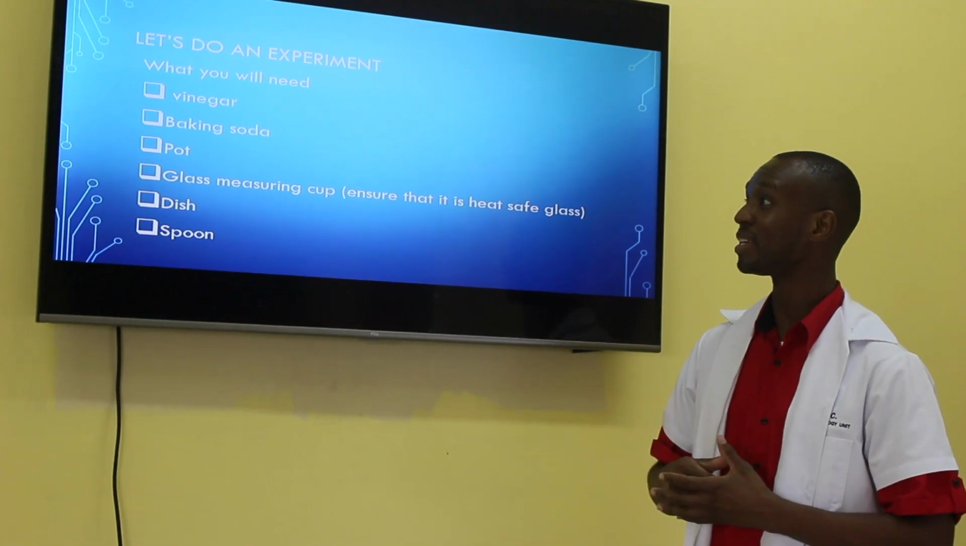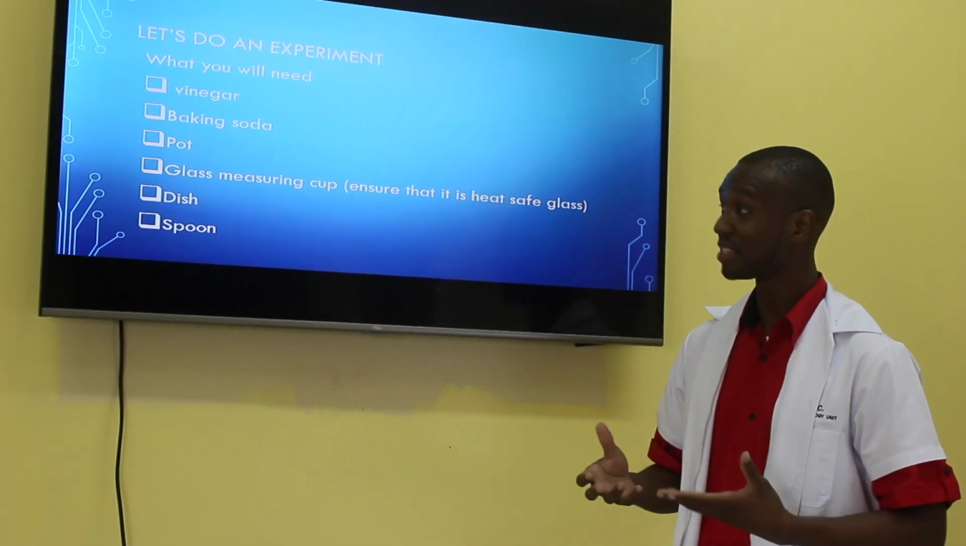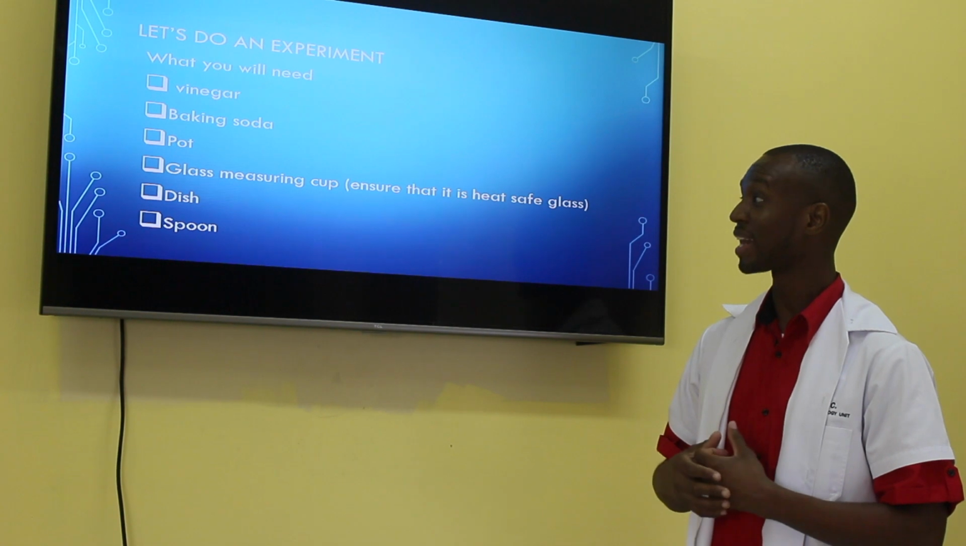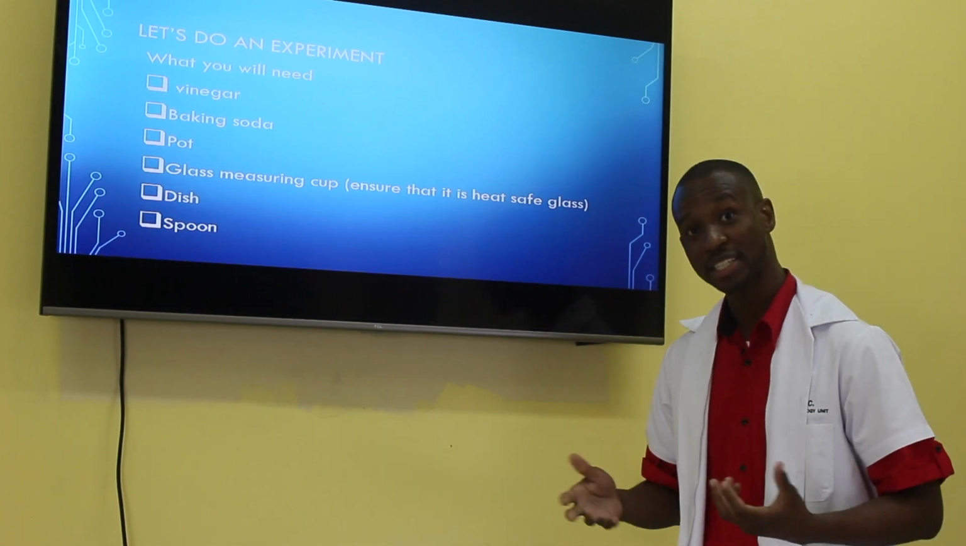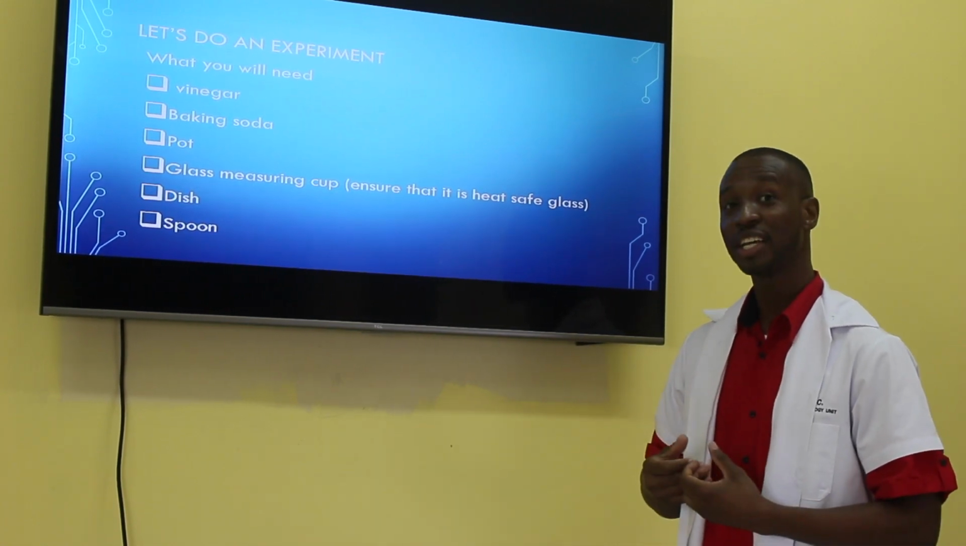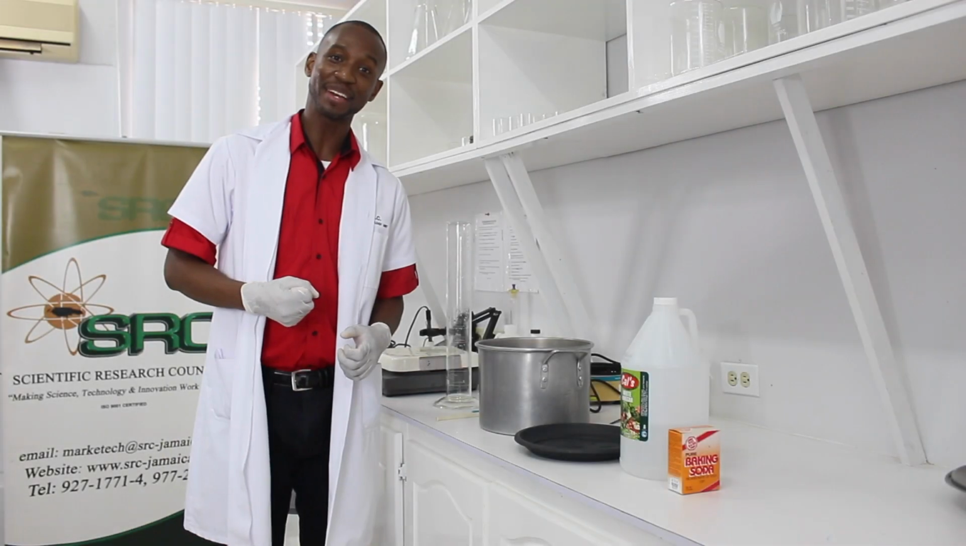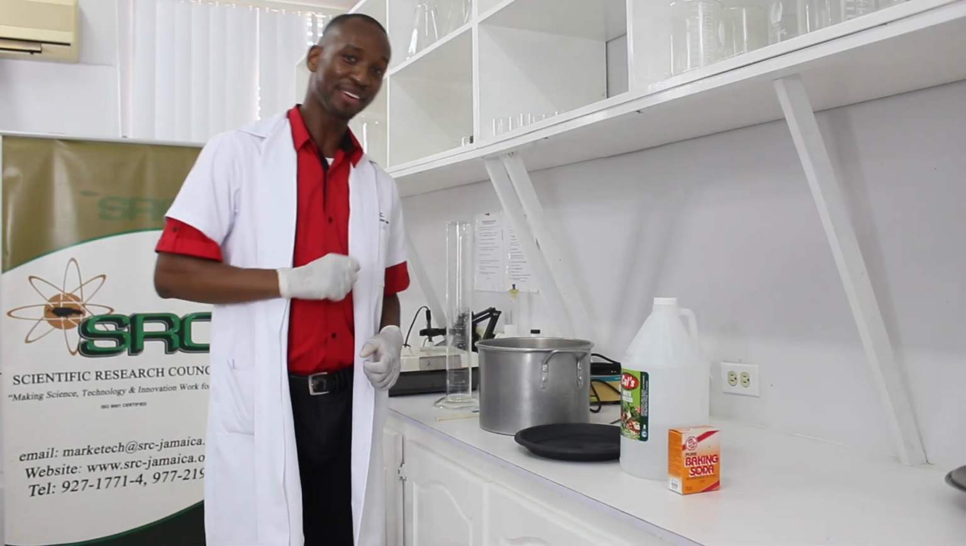Now what you will need is some vinegar, baking soda, a pot, a glass measuring cup, please ensure that it is heat safe, a dish, and a spoon. So let's remember, this is an exothermic reaction, which is a reaction that releases heat, and that's why it's called hot ice. And now we're in the lab to do our experiment to make our hot ice.